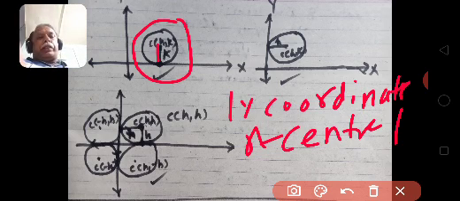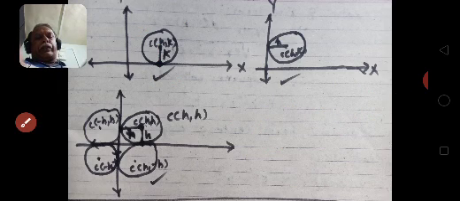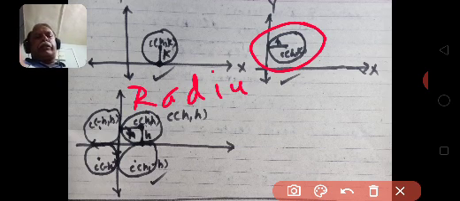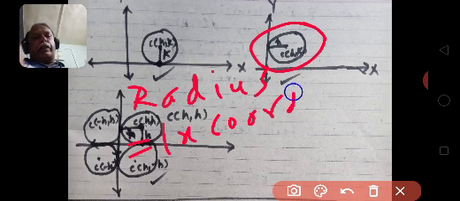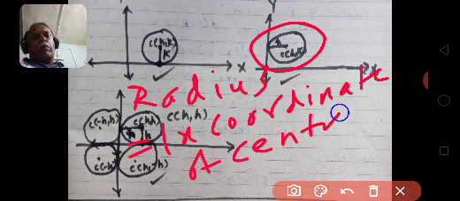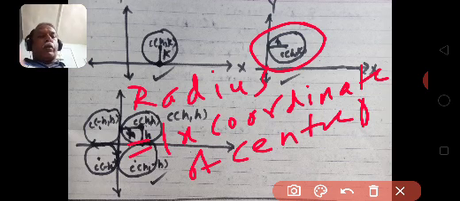If the circle touches the y-axis, then the radius is equal to the mod of the x coordinate of the center. Modulus always gives a positive value.